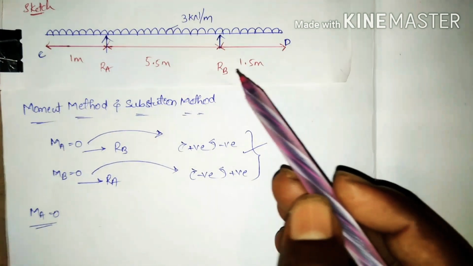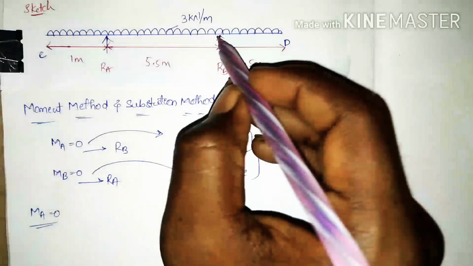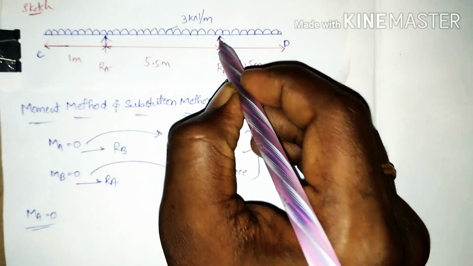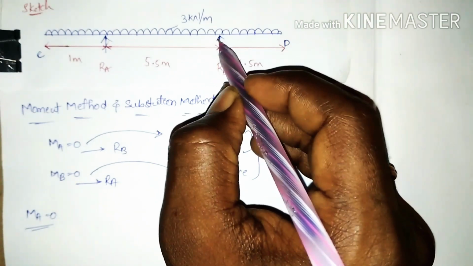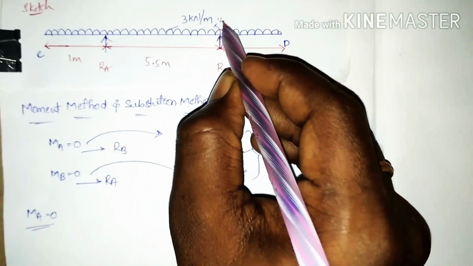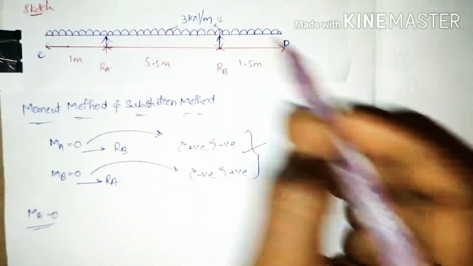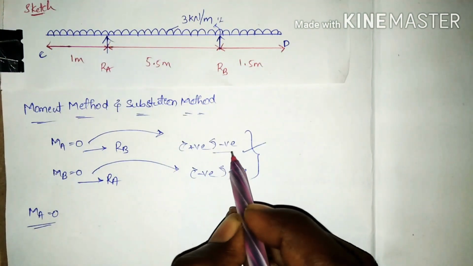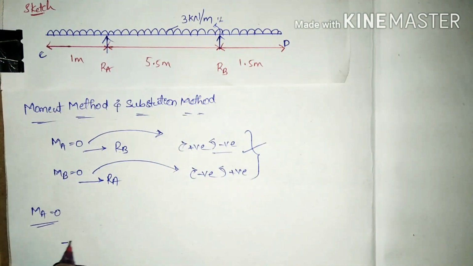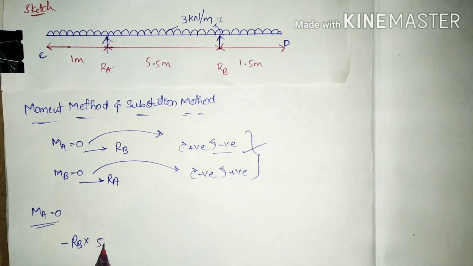Here RB is taking moment in the anti-clockwise direction, so it is a negative sign: minus RB into the distance from RB to RA, which is 5.5.